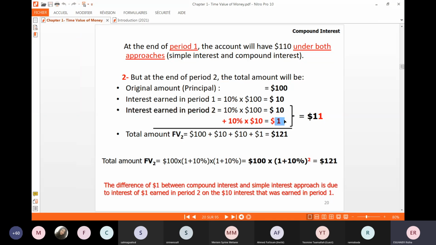So here, the calculation will take this form: 100 times 1 plus 10%, and we will find this in the second period, 100 times 1 plus 10%, as well as 10% times all the obtained amount, which will give us $100 times 1 plus 10% squared, power 2, not 1 plus 2 times 10% as in the simple interest process or principle. We have here 121.